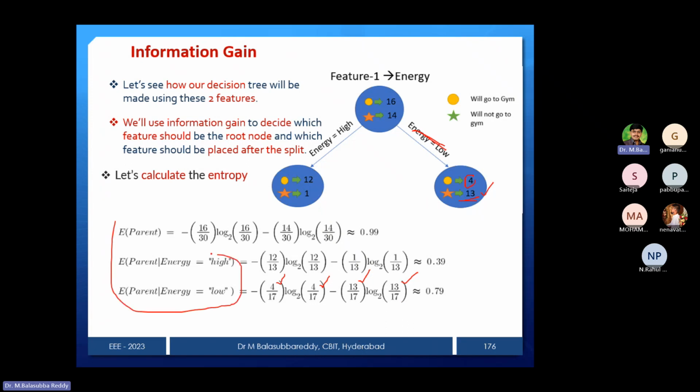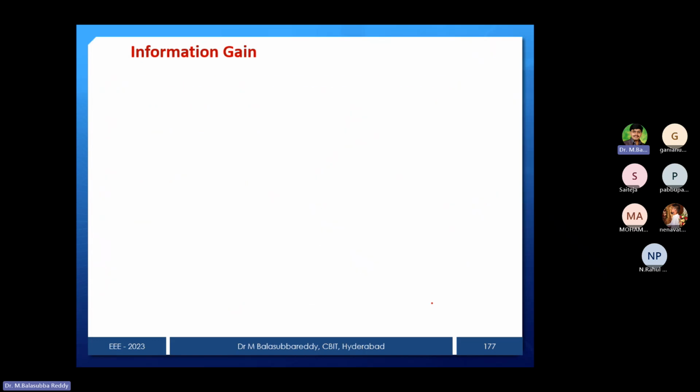We can observe that the root node entropy, this one, I got as 0.99. Then on splitting, if energy is high, we get an entropy of 0.39, and if energy is low, we get an entropy of 0.79. That is one case. Now we'll go for the weighted average of entropy.